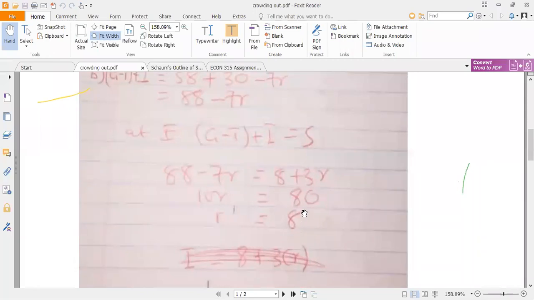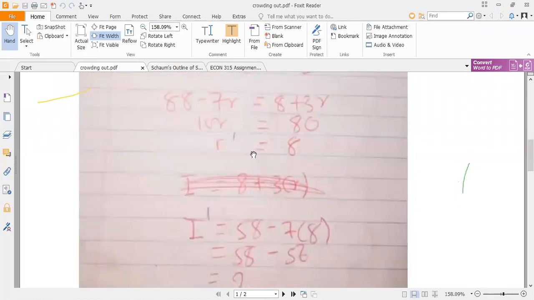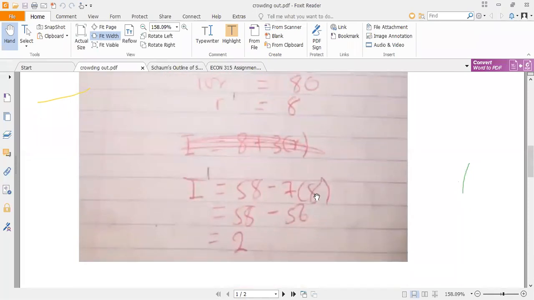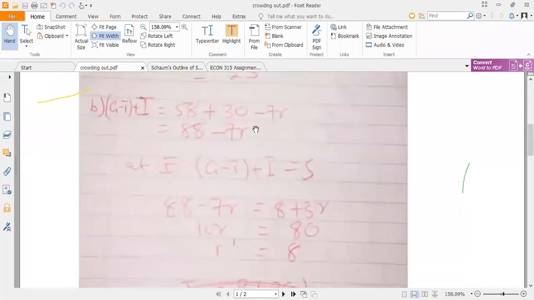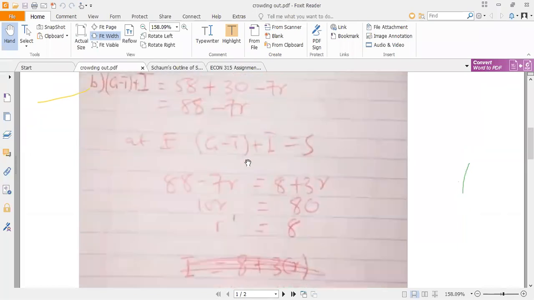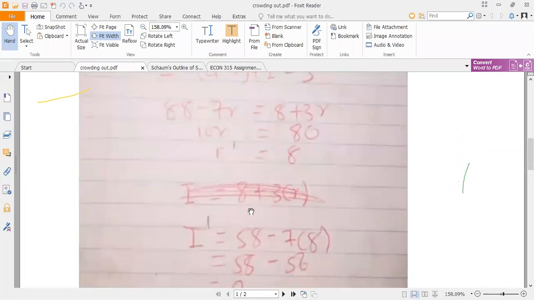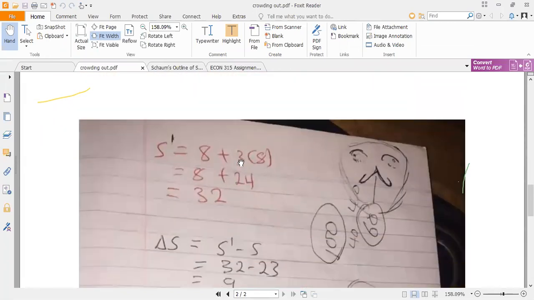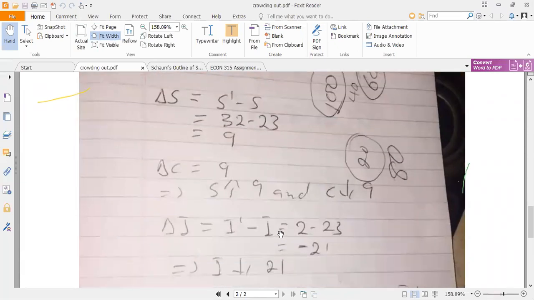If you want the new level of investment after the increase in government spending, put this new interest rate into the old investment function. Okay, into the old investment function, and that was 58 minus 7R. So putting your 8 here, the new investment level is 2. So you see that investment has decreased from this to this. So the crowding out in investment to be what? 21, right? 21, the old level of investment minus the new one. Okay, so we are getting what? 21.